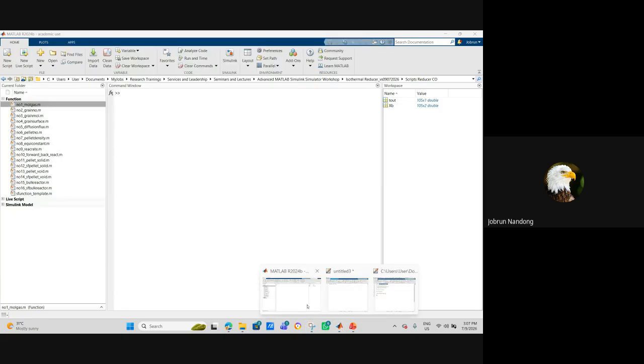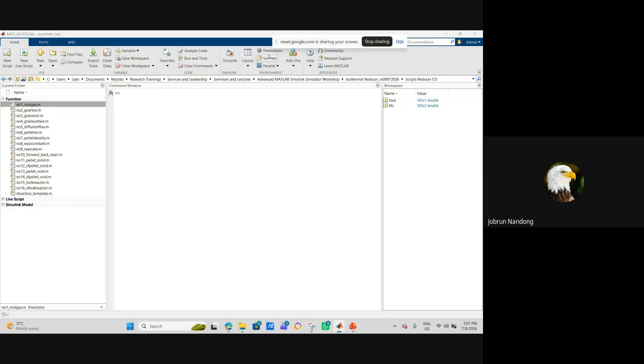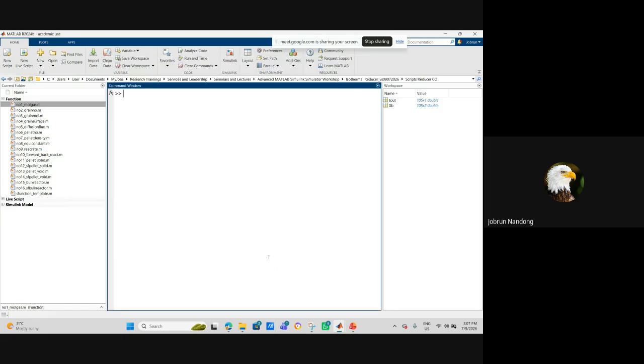Let's say we go to the command window. This one is not big enough, so I just want to make the command window size bigger. Go to Preferences, then Command Window. Make sure this one is slightly bigger, custom. Okay, just type it there.